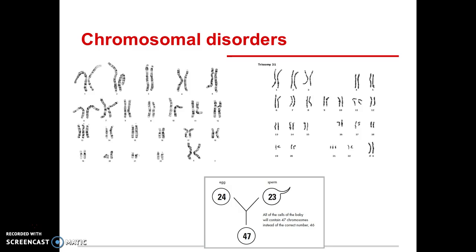But it's kind of neat. Later on in future units, we'll talk about gene disorders, which you cannot see on this. You can't see the specific genes here. So the only thing you can see with a karyotype is chromosomes and chromosomal disorders. And that's it, guys.